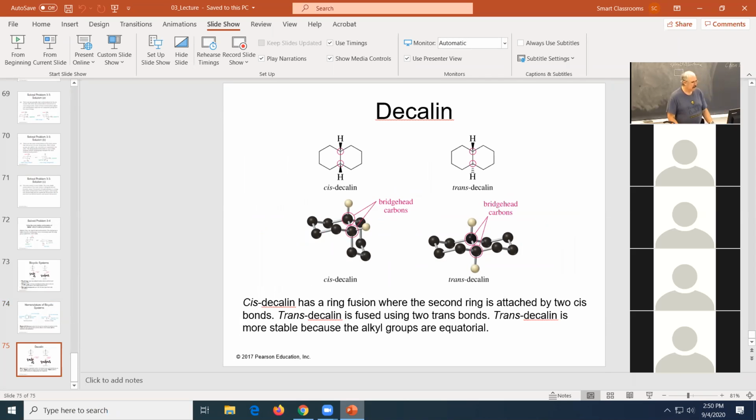Decalin, if we were to name that systematically, would be bicyclo 4,4,0 decane. We cross 4 carbons going this way, 4 carbons going this way, and then going this way we cross 0 carbons. So bicyclo 4,4,0 decane.